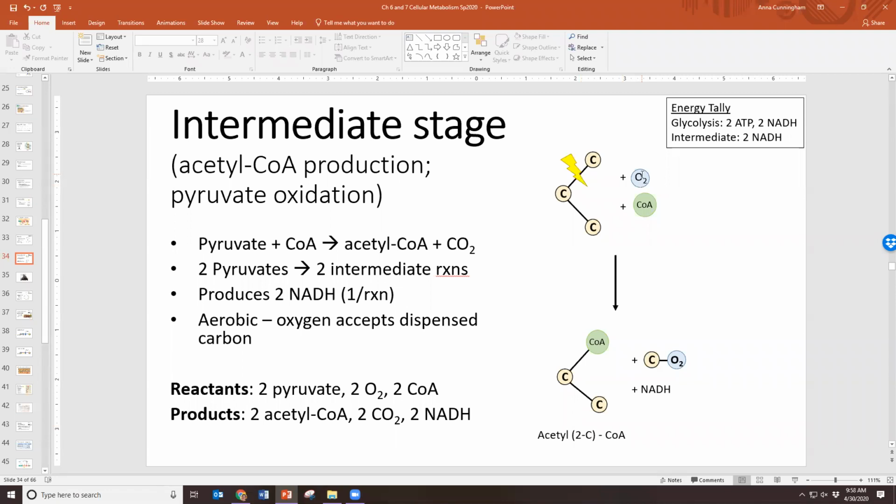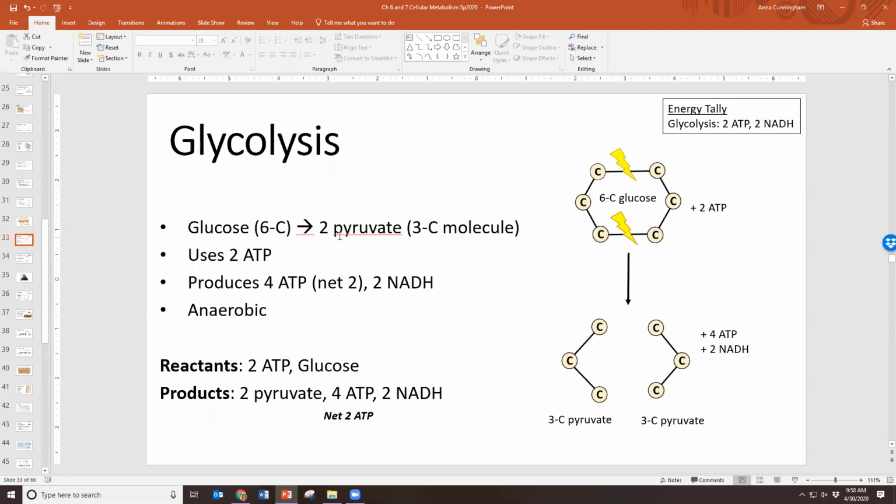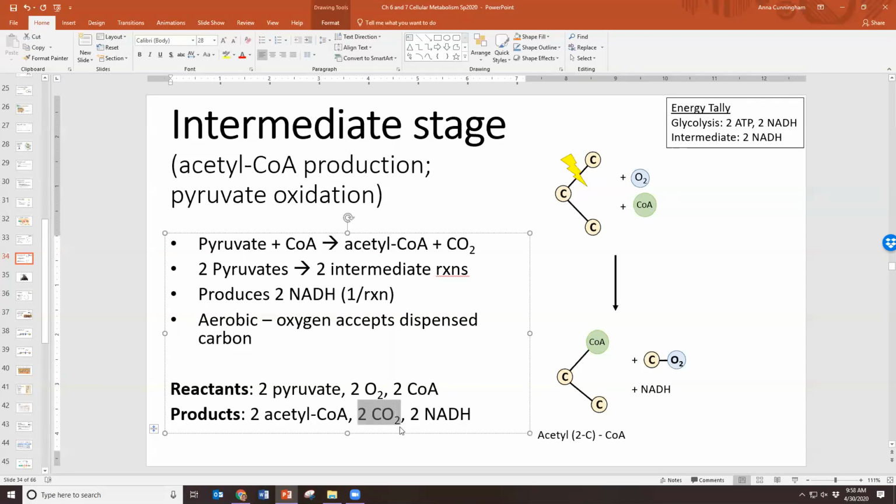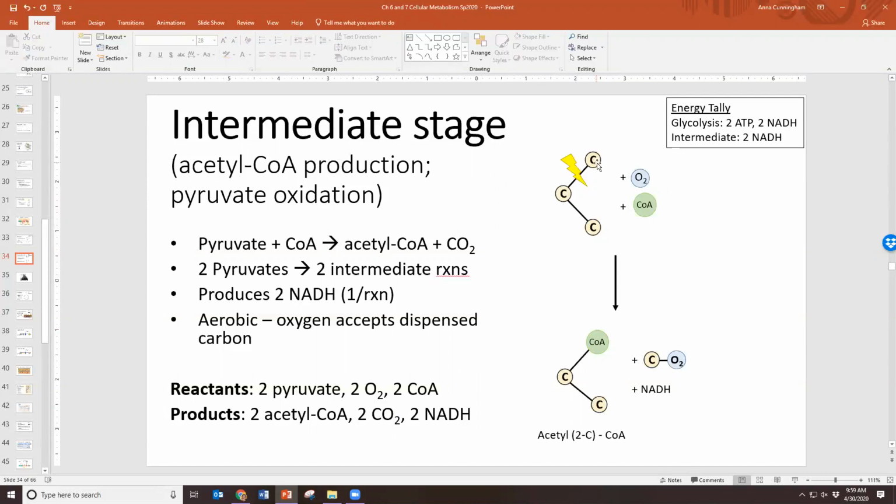Notice that this is the first step in cellular respiration. At no point in glycolysis did we need oxygen. But during the intermediate stage, we need oxygen because what we're doing is we're releasing 1 carbon, and we bind up that carbon with oxygen, and that makes CO2. So anytime you see a product of carbon dioxide through cellular respiration, that tells you that that step requires oxygen. It also tells you that a carbon is being released.